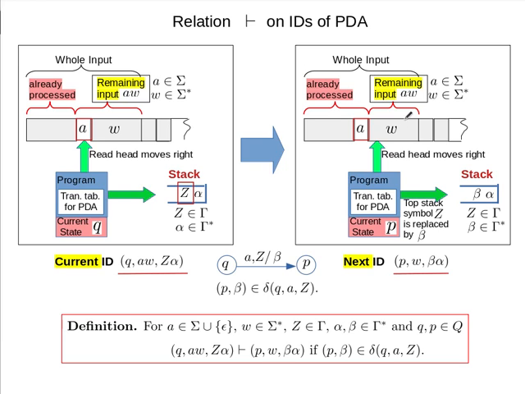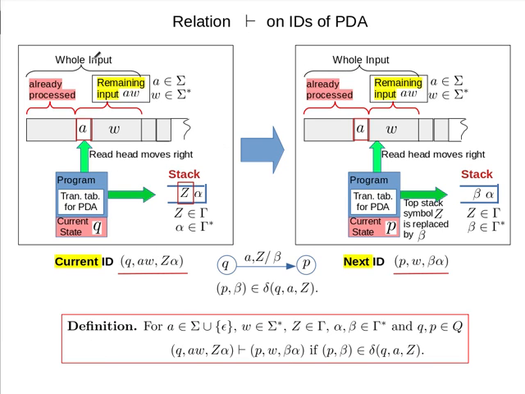So what will be the next configuration? First of all, the head will move. So the remaining input is now just W. The state is P, and this Z is replaced by beta. So this becomes beta alpha. So this will be the next ID. So these two IDs will be related by this relation if you have this pair in this delta of Q, A, Z. And this we take as the definition of this relation, the turnstile. So this is the definition.